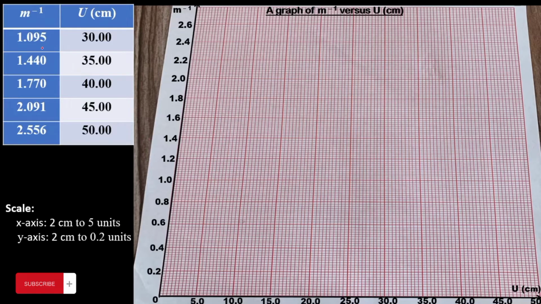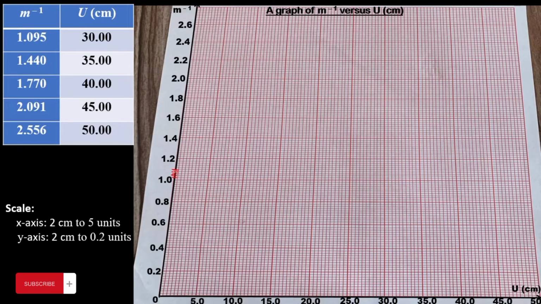All right, now let's go on from there to identify our first point, our first reading. Okay, we have said our M inverse will be plotted on the vertical and then our U on the horizontal. So we can spot out 30 there. How about 1.095? To get that, we'll come to 1 here. This is 1. The next is 1.02, 1.04, 0.06, 0.08, and this is 1.1.